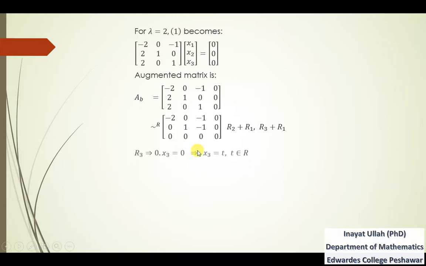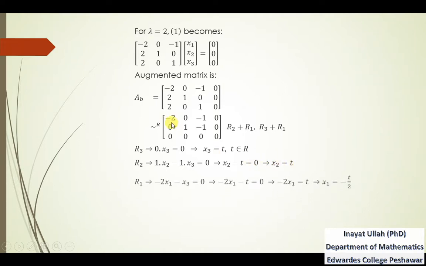Now by back substitution, these are the coefficients of x1, these are the coefficients of x2, and these are the coefficients of x3. By back substitution, 0 into x3 is equal to 0, so it means that x3 is any real number t. Row number 2 implies 1 into x2 minus 1 into x3 is equal to 0. Now replacing x3 by t here and shifting this t towards the right side to get x2 is equal to t, so that is x2.